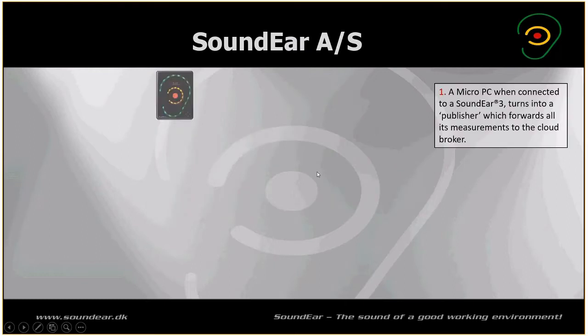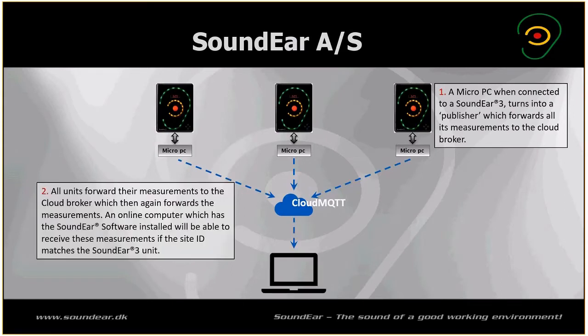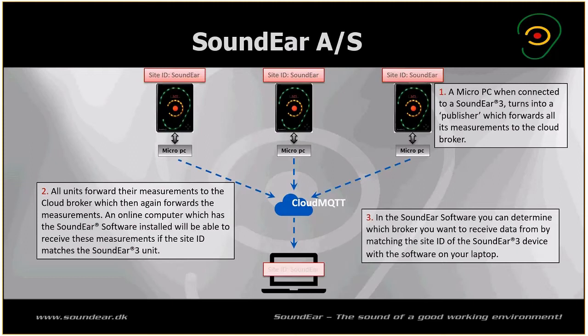The cloud broker is much like the local broker. You have the micro PC and it turns into a publisher, but instead of forwarding all its measurements into the local network, it forwards all the measurements to the cloud broker. If you have an online computer which has the same site ID as your unit has been configured with, you will be able to receive measurements if you're online anywhere in the world, because we're using the cloud broker. So that's the difference between using a local broker and using a cloud broker.